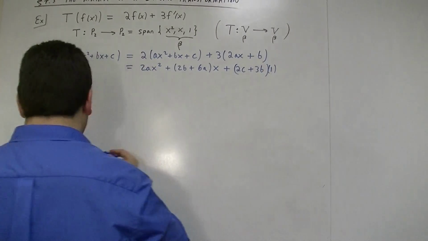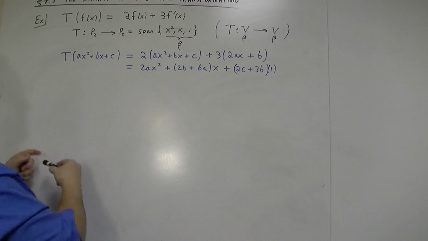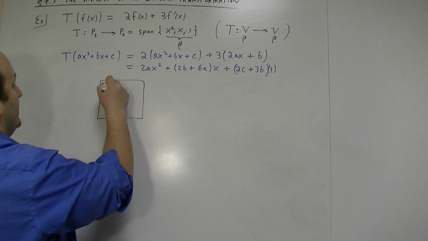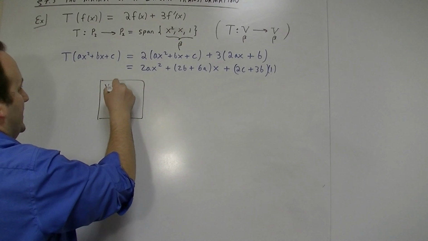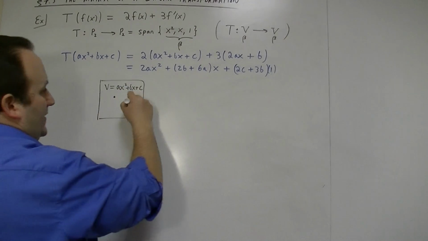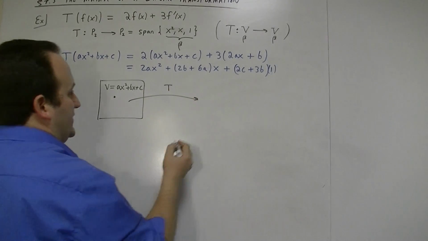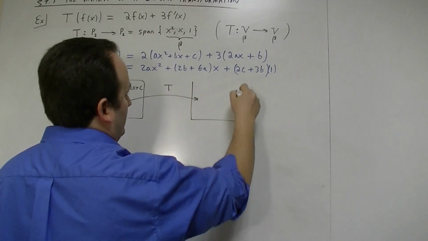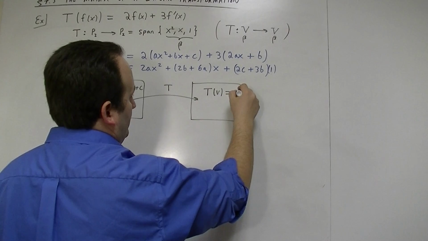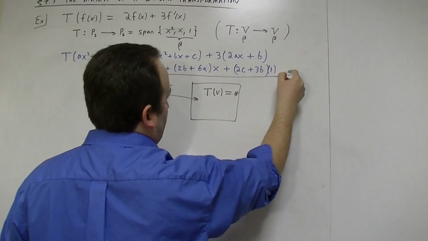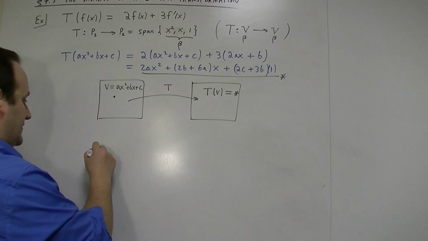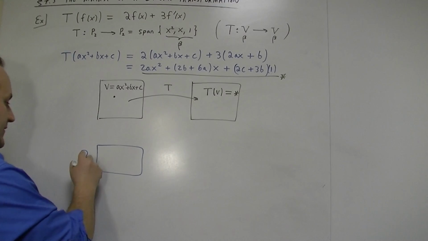And then I usually think about a picture, guys. I know it's helpful to me. It's soothing. So if I have v equal to ax squared plus bx plus c, if I start with that, that's my point. And then I look over here, take my linear transformation T, what pops out? T of v, which is equal to this stuff. I don't want to write it again. On the other hand, my vector space is 3-dimensional, so I'm really looking at R3 down here.